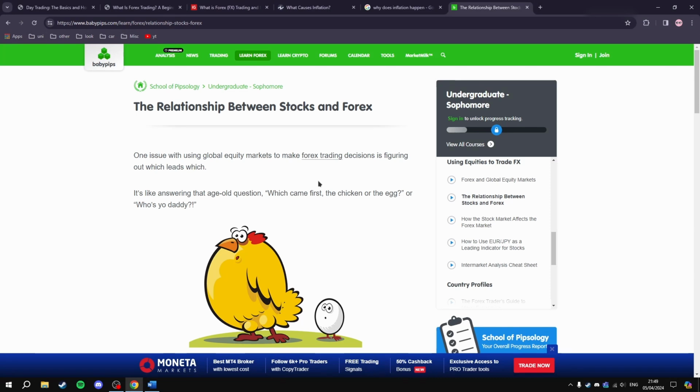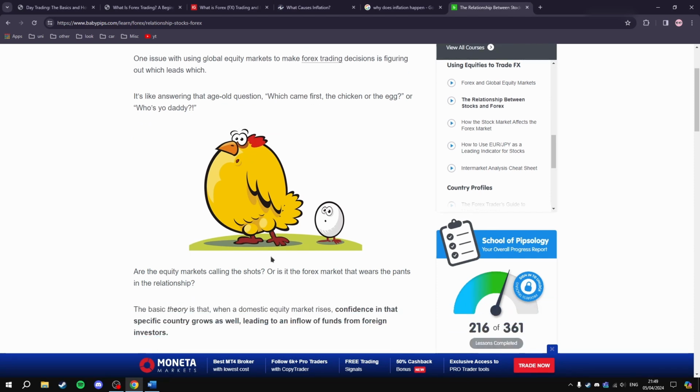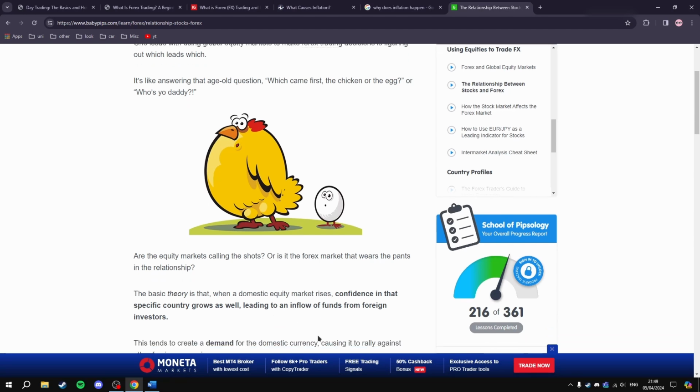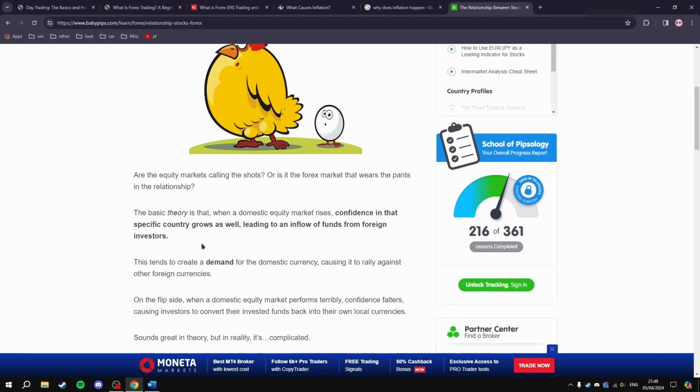One issue with using global equity markets to make Forex trading decisions is figuring out which leads which. It's like answering the age-old question, which came first, the chicken or the egg? Or who's your daddy? Are the equity markets calling the shots, or is the Forex market the one that wears the pants in the relationship? The basic theory is that when a domestic equity market rises, confidence in a specific country grows as well, leading to an inflow of funds from foreign investors.